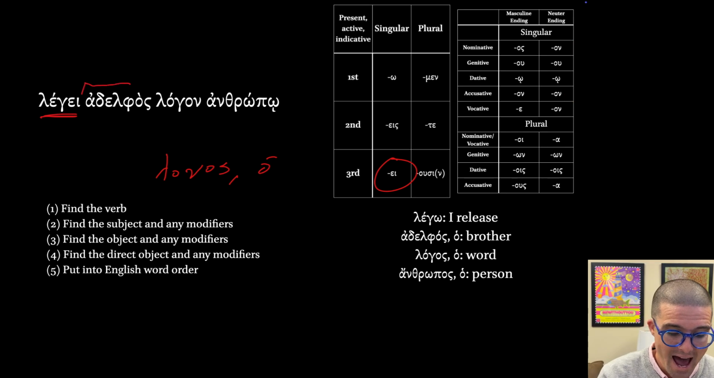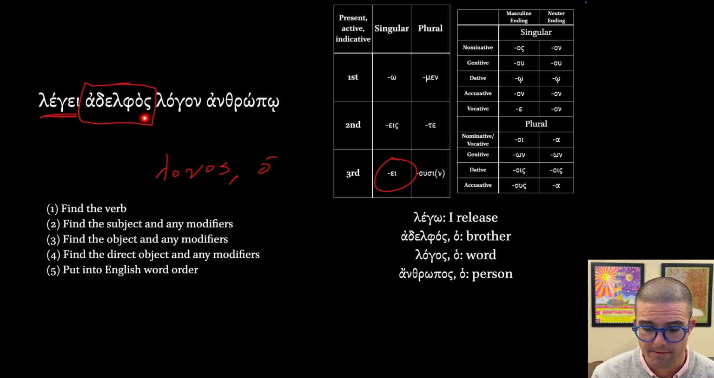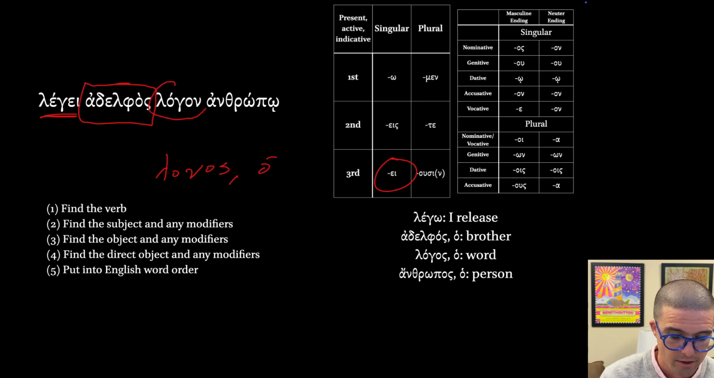But this one, adelphos, has to be our nominative singular ending in os because it cannot be anything else. So adelphos, word Philadelphia, brother. So a brother is the one doing the action of the verb. Speaks. So a brother speaks. And then what they speak is going to be the direct object that is in the accusative. In this case, it's going to be logon, which means word.